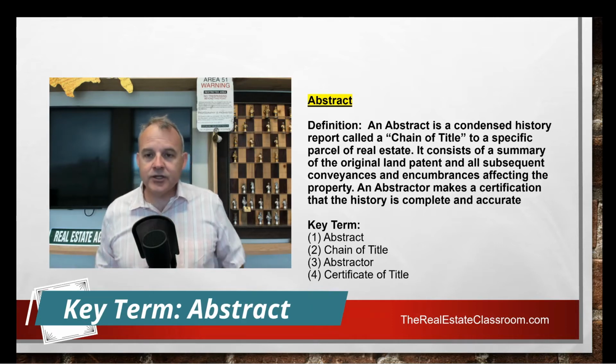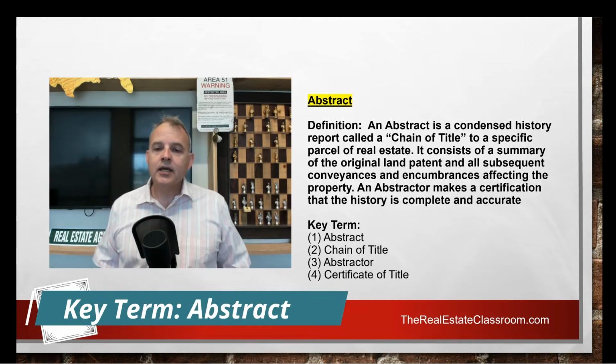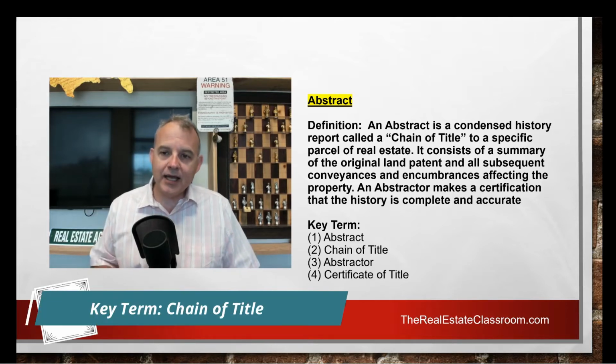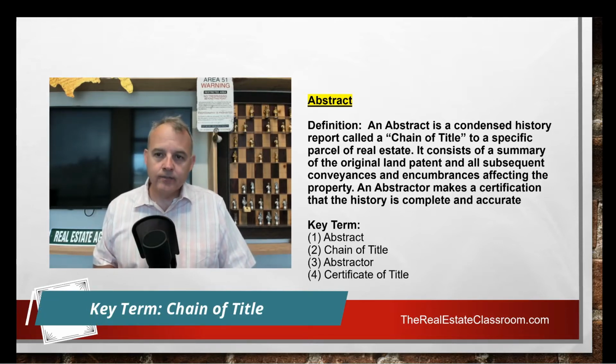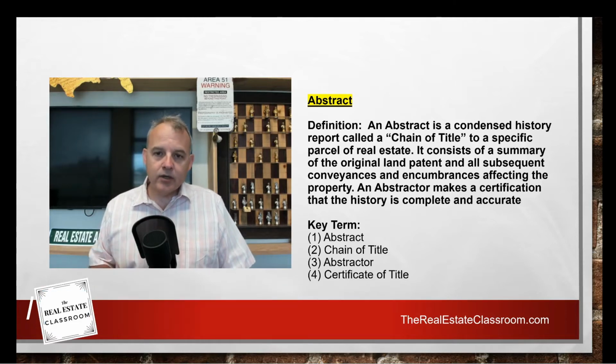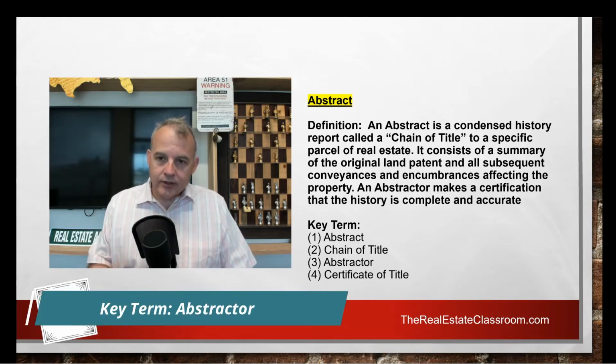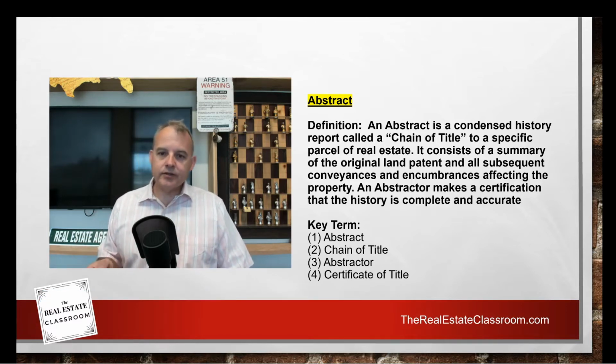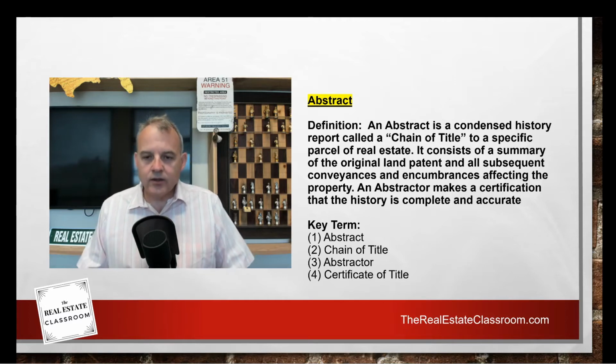Now, I got the definition of abstract on your screen. An abstract is a condensed history report called a chain of title, key real estate term you have to know, to a specific parcel of real estate. It consists of a summary of the original land patent and all subsequent conveyances and encumbrances affecting the property. An abstractor, that's a person, makes a certification that the history is complete and accurate. And you can see the key terms there that we're going to discuss.